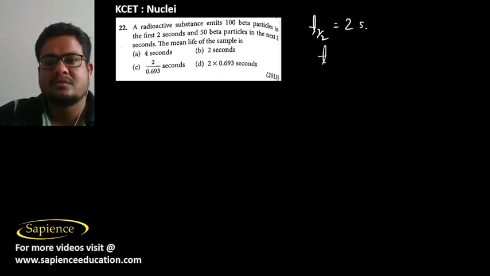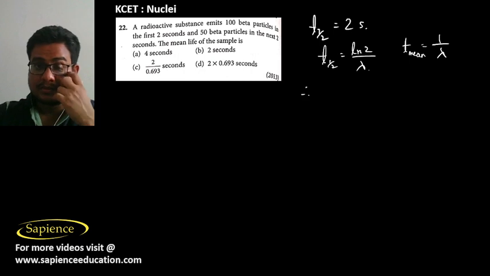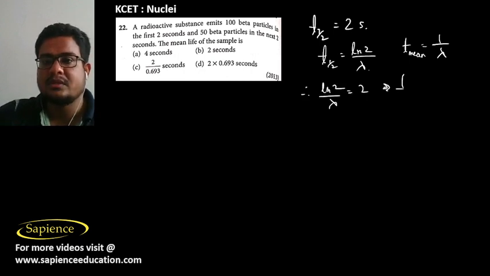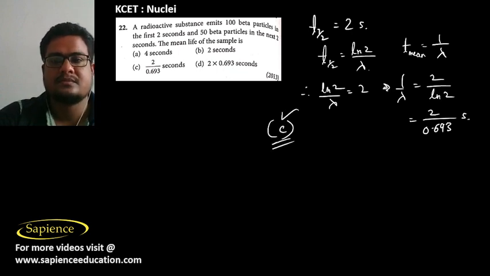So now the half-life is given as ln2 by lambda. The mean life is given as 1 by lambda. Therefore ln2 by lambda is equal to 2 seconds. So 1 by lambda will be equal to 2 by ln2. 2 by ln2 means 2 by 0.693. So option C is the correct answer. The mean life of the sample is 2 by 0.693.